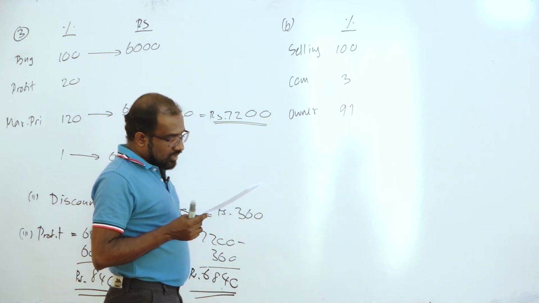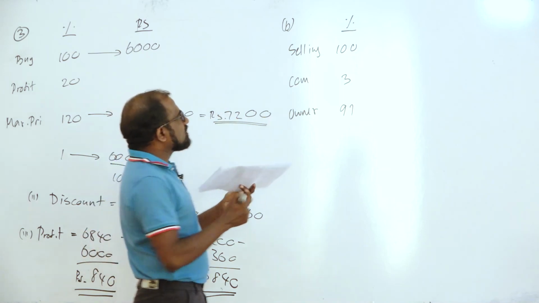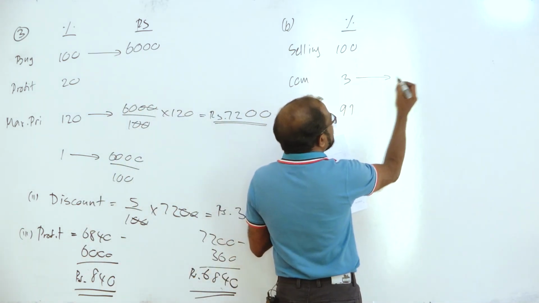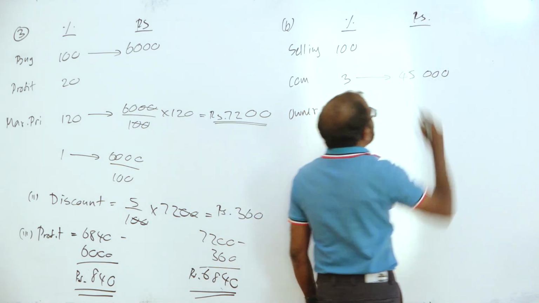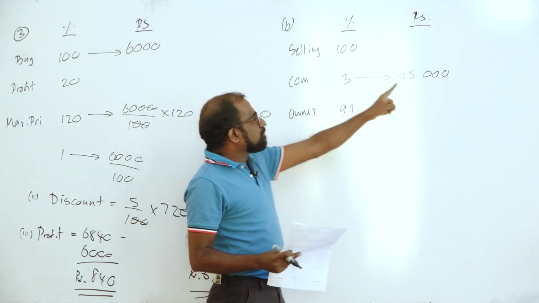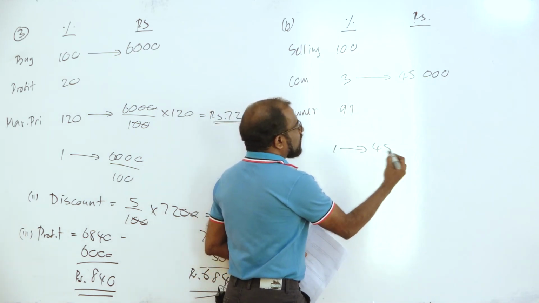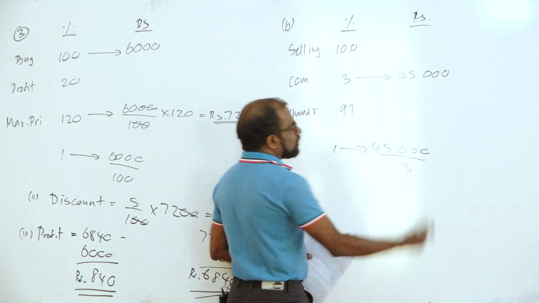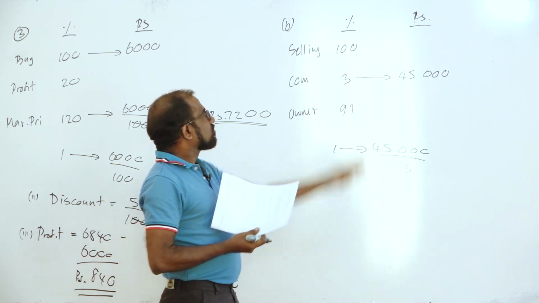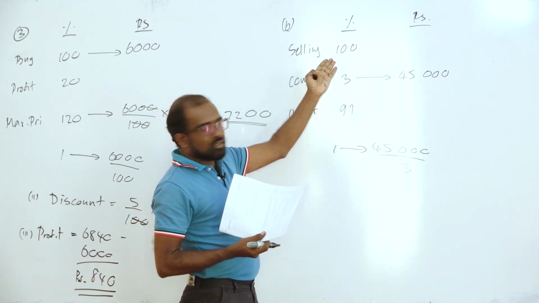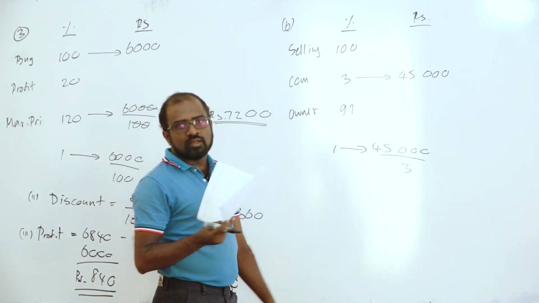Now, if the broker received 45,000, that is the 3%. This equals 45,000 rupees. Right? This 3% represents 45,000 rupees. Then 1% is 45,000 over 3. Once you find 1%, you can find anything. If they ask for the selling price, multiply by 100. If they ask for the amount received by the owner, multiply by 97. You can write the answer for whichever is asked.